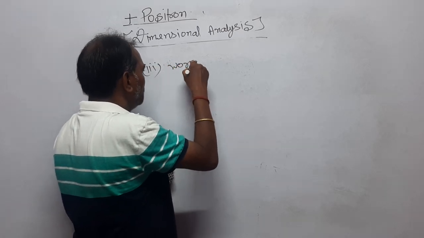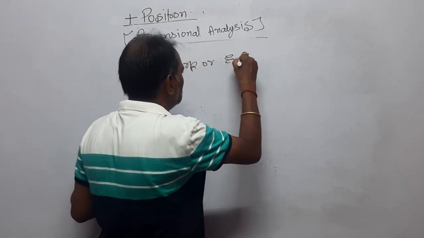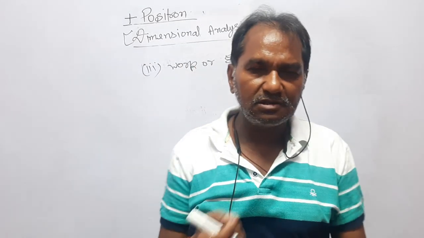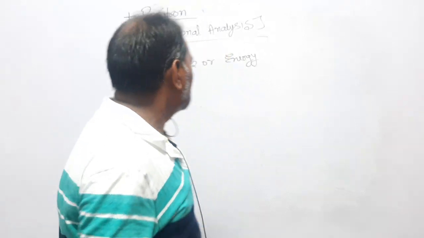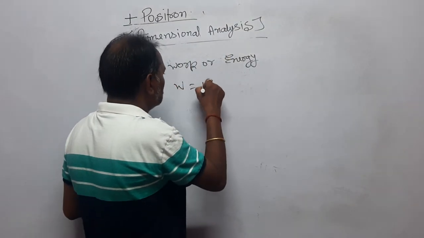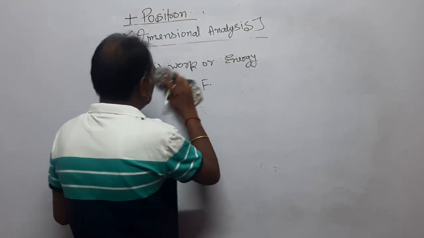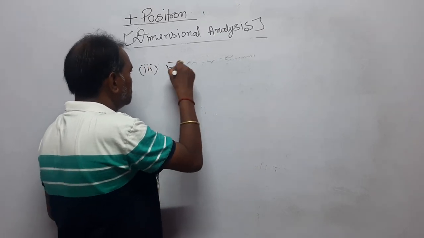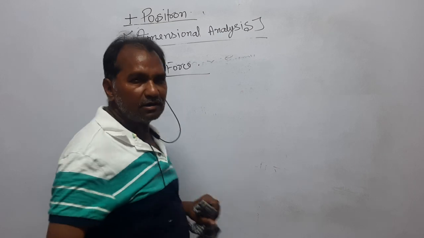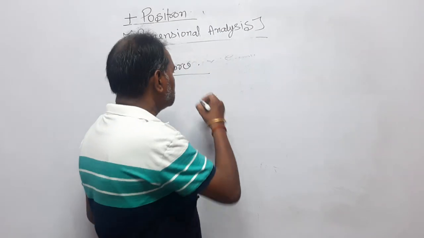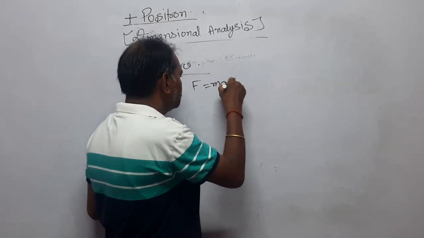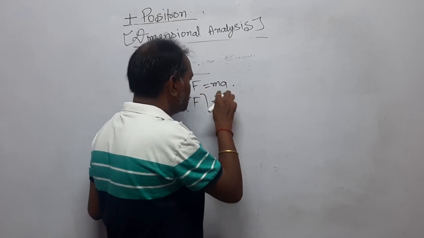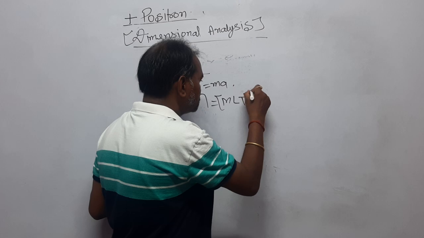Work or energy. You know, work or energy is expressed in terms of joule. Work is equal to force into displacement, but first we should find force. Now force, how will you define? Newton's second law: F is equal to m into a. So the dimension of force becomes: mass has a dimension M and acceleration has a dimension LT^-2.